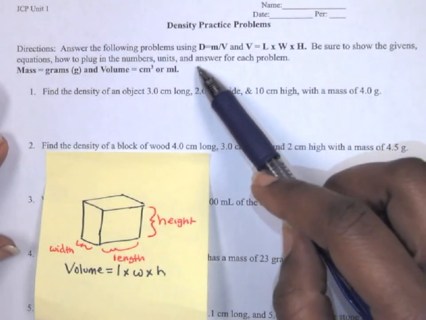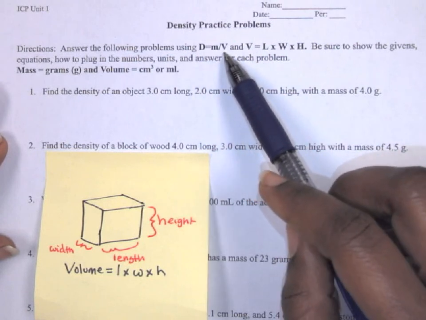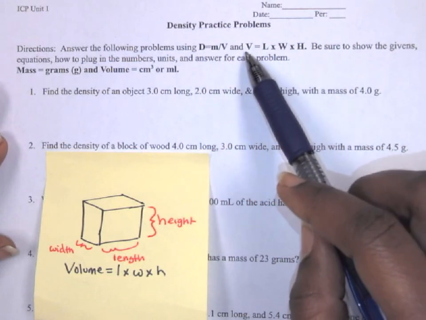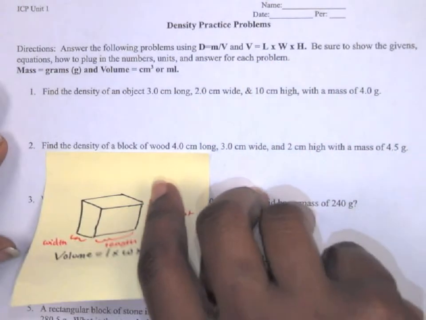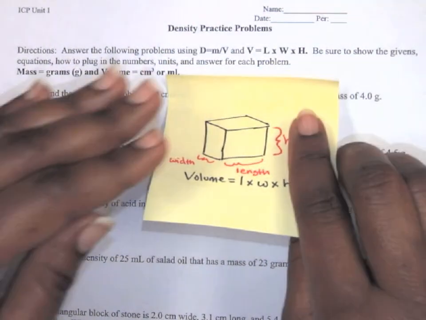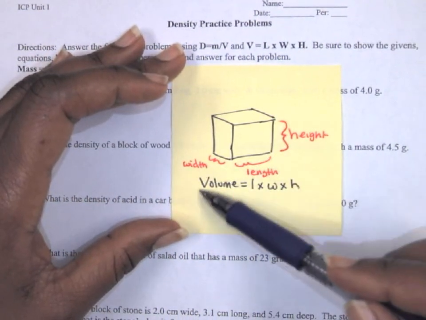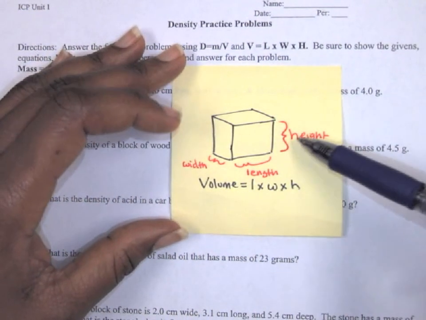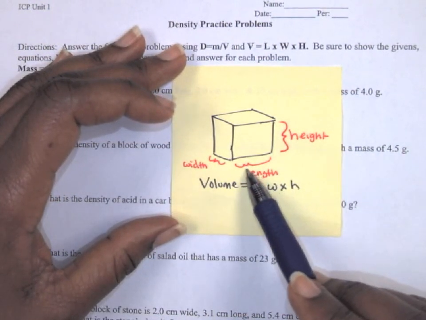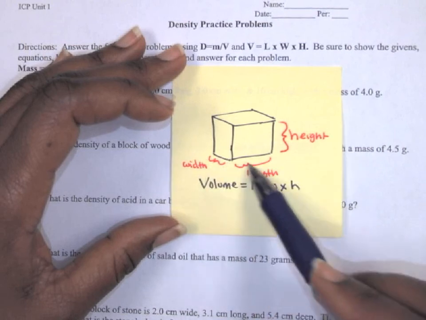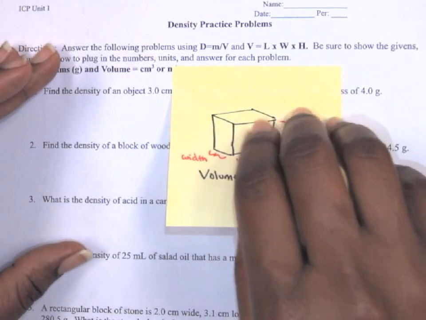You will notice that the directions provide you with the equation for density, which is mass divided by volume, and the equation for volume if you need to calculate it. Volume is equal to length times width times height. Just to recap from your math days, this is the equation for the volume of a cube or a rectangular prism. You take the length, the height, and the width, and multiply those together to get the volume of the box.